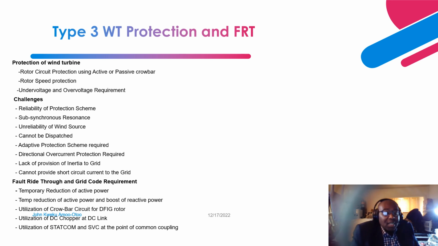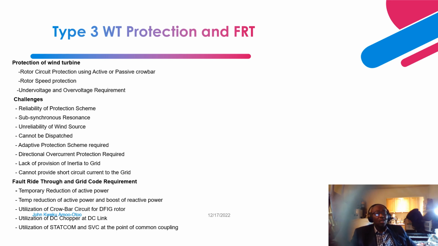Next is the type of protection schemes that we have for these wind turbines. Each wind turbine can have inherent protection. We have something called rotor circuit protection, and that utilizes passive or active crowbar. Active means that it utilizes power electronics to achieve that purpose. Passive means that it utilizes passive elements to achieve that purpose.